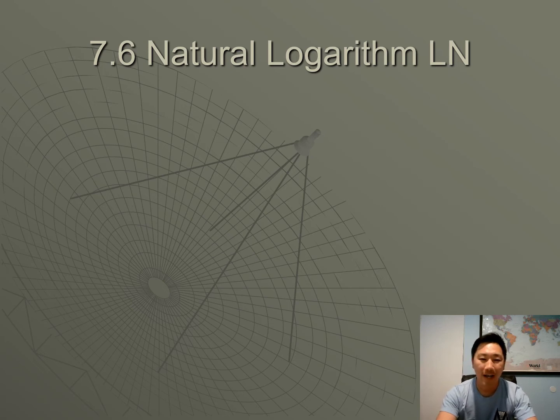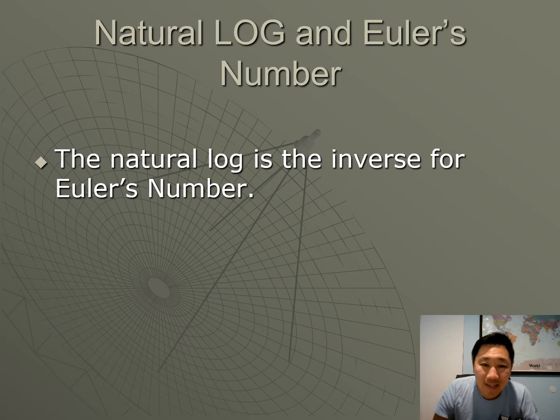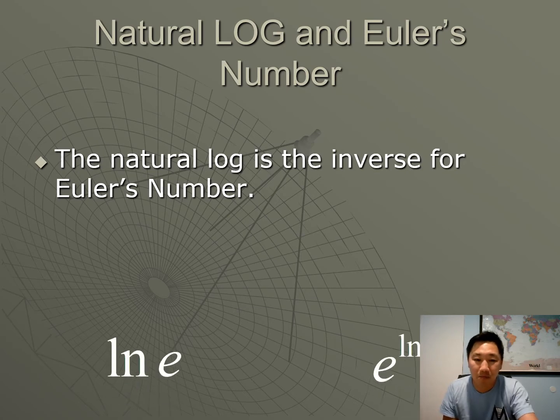Searching far and wide. 7.6, the natural logarithm. LN is how it's abbreviated. All right, let's see. The natural log and Euler's number. The natural log is the inverse of Euler's number.